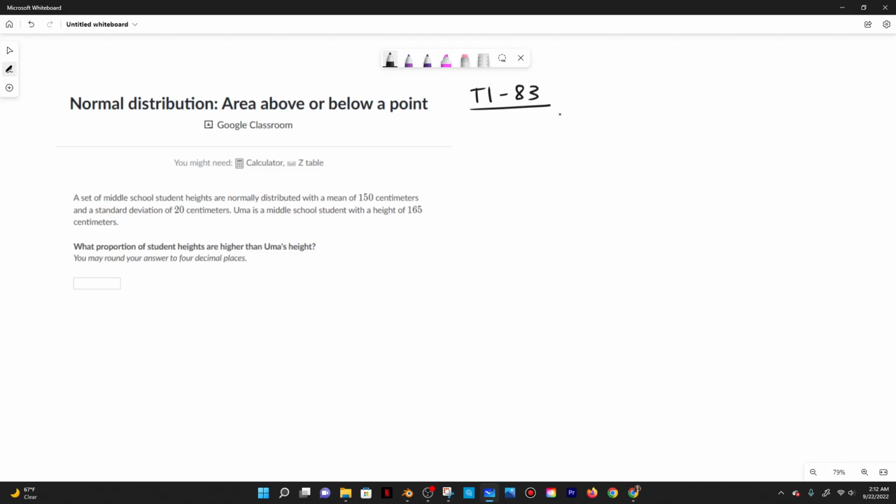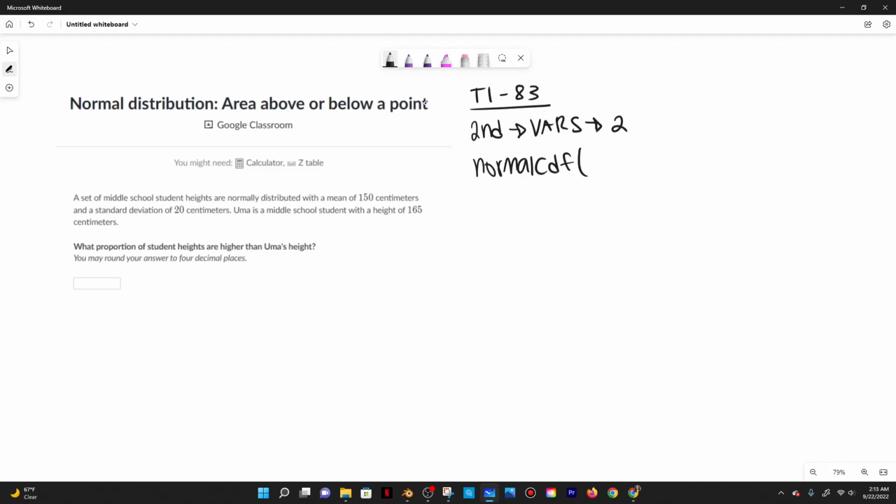To get to the normal CDF function, you need to go to second, which is the yellow button on your TI-83. Then you go to vars, and then you click on 2, and 2 is your normal CDF. I'm not going to write it, but it's a normal CDF. When you click on 2, it's just going to appear like this. This is what you're going to get on your screen. That's all they give you, and then you should know the points that you have to put in.